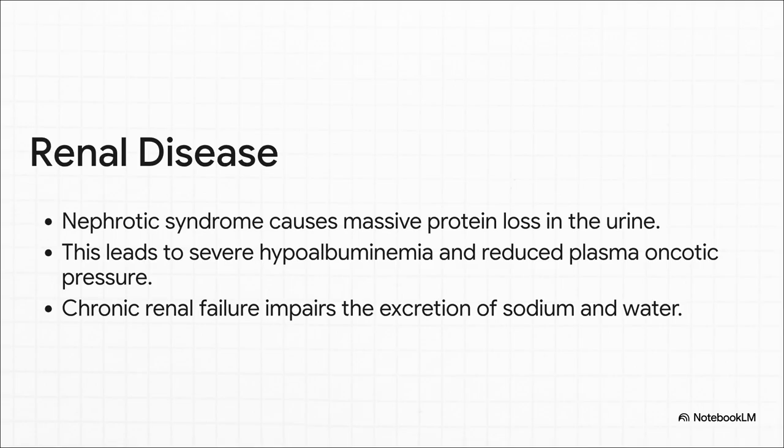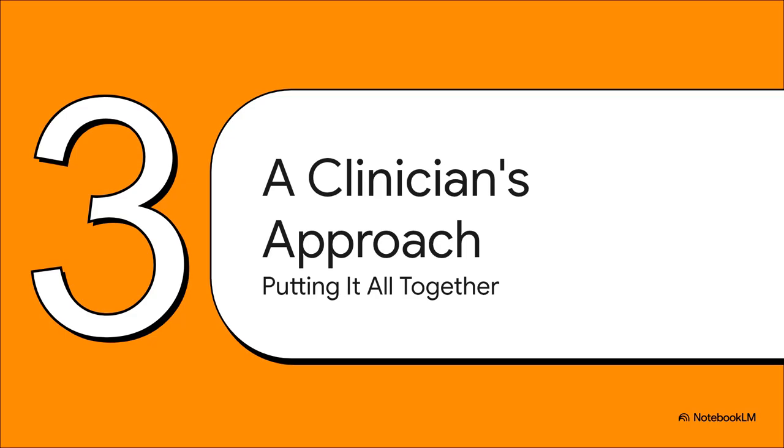And finally, the kidneys. They can cause ascites in two main ways. In something called nephrotic syndrome, the kidneys' filters get damaged and they leak tons of protein into the urine, which leads to that same low albumin problem we just saw with liver disease. Or, in chronic renal failure, the kidneys just plain lose their ability to get rid of excess salt and water, period.